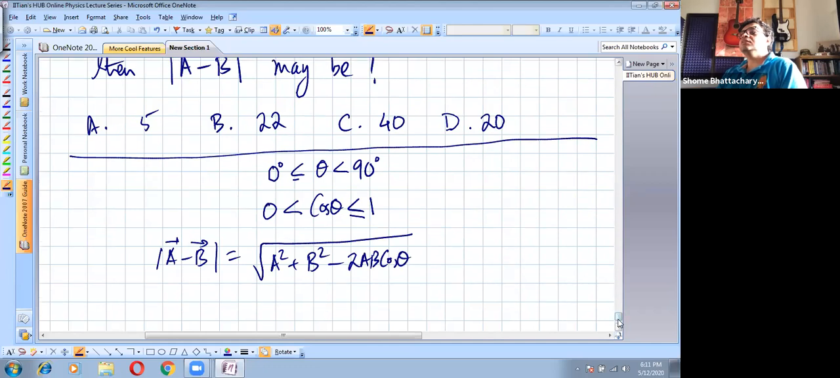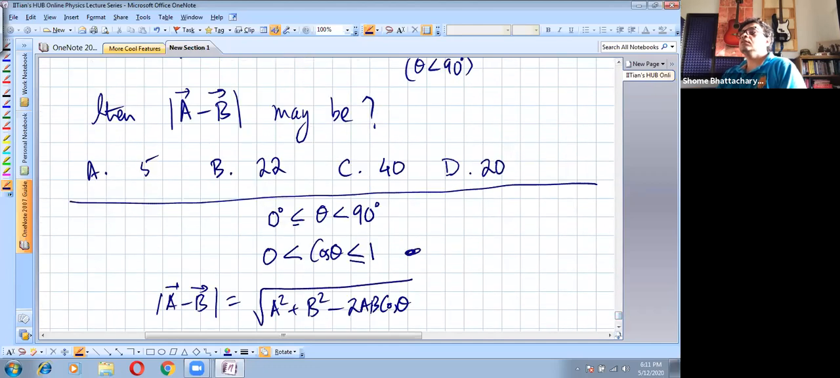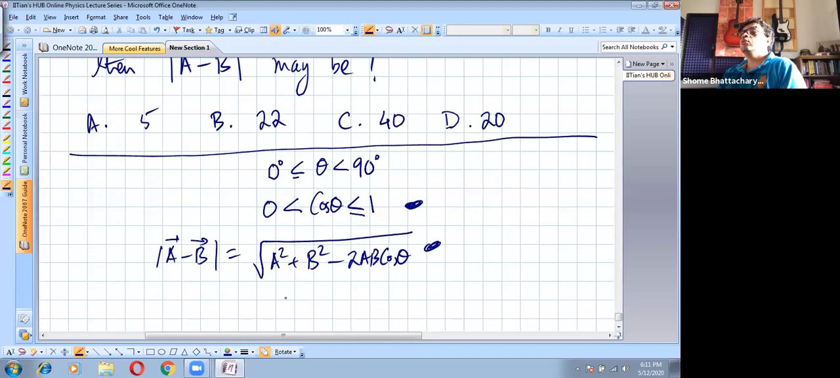Now in this formula, this is where you have to relate this inequality with this formula to understand. So mod of A minus B, when will its maximum value be? When cos theta is minimum, and what is the minimum value of cos theta? 0. So it is actually greater than 0. It can't be equal to 0 also, because theta is less than 90. So that means this is less than root of A square plus B square.